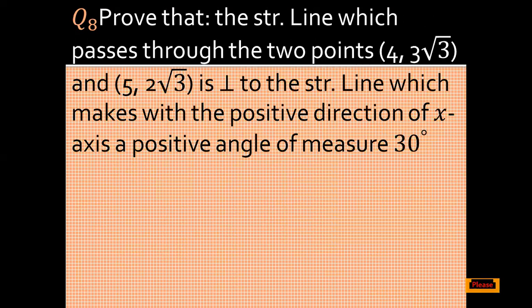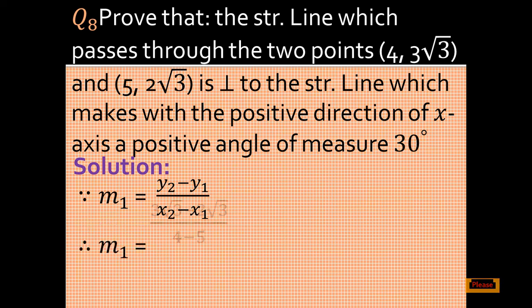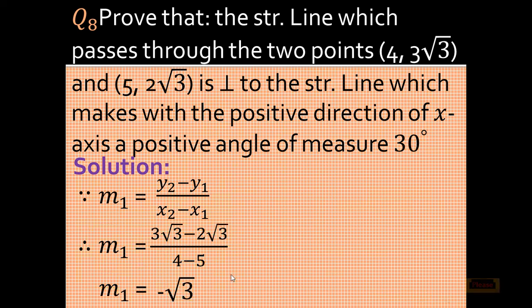Prove that the straight line which passes through the 2 points is perpendicular to the straight line which makes with the positive direction of the x-axis a positive angle whose measure is 30 degrees. At first, we must find the slope of the first straight line and the slope of the second straight line. Then m1 equals y2 minus y1 divided by x2 minus x1, and you can consider any point as x1, y1 or x2, y2 as you like. Then m1 equals, using your calculator to find the final result, negative root 3.